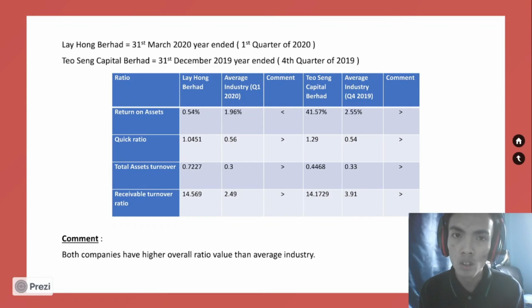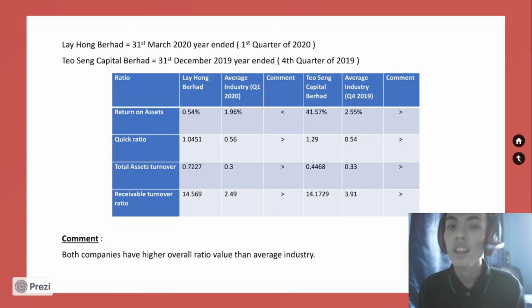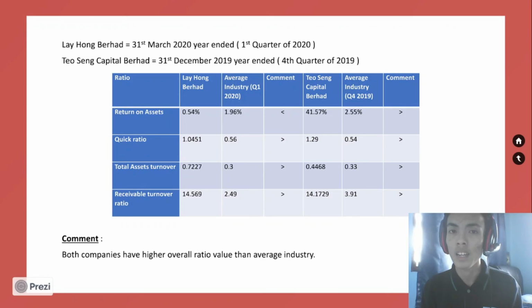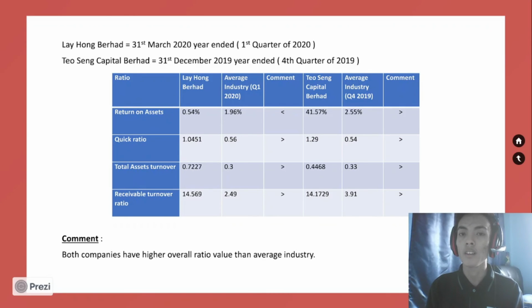So for the conclusion, we can say that both companies have a higher overall ratio analysis value than the industry average, and it is a better performance, a good performance actually.